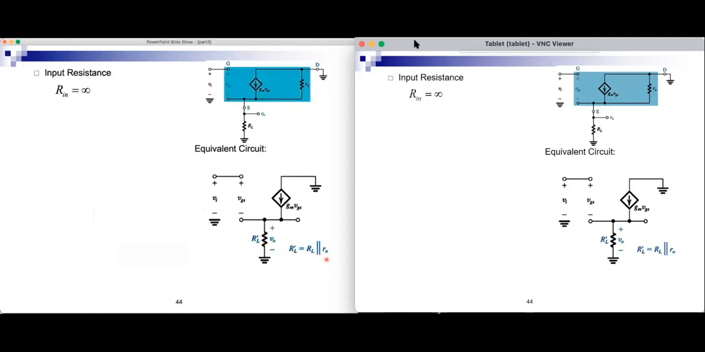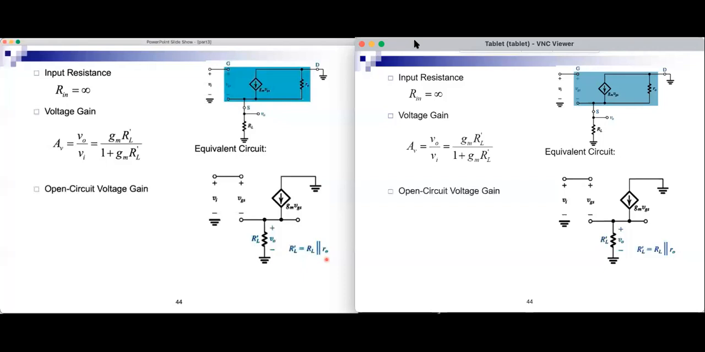The input resistance will still be infinite. It's not affected in this case by RL. The voltage gain will be GM R prime L over 1 plus GM R prime L. Now, if I want AVO, I will make RL infinite, but I will still have RO there. So the AVO is not exactly 1. It is GMRO divided by 1 plus GMRO. So the open circuit voltage gain is very close to 1. GMRO is usually large. This gain will be something like 30 over 31, which is pretty close to 1.